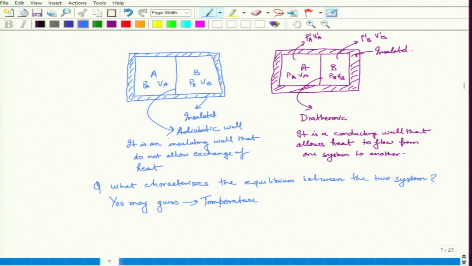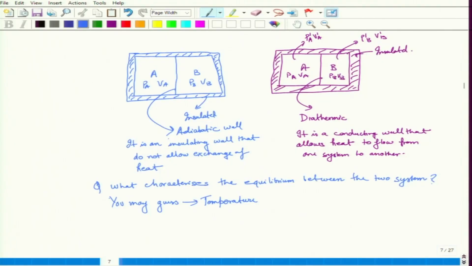So two gases A and B are in equilibrium when the temperature of A equals the temperature of B after some time, because there is an exchange of heat through a diathermic wall, which allows heat to transfer from A to B. After some time, due to this transfer of heat, it reaches equilibrium, and whatever the initial temperatures of the two bodies, at equilibrium the temperature of the two bodies becomes equal.